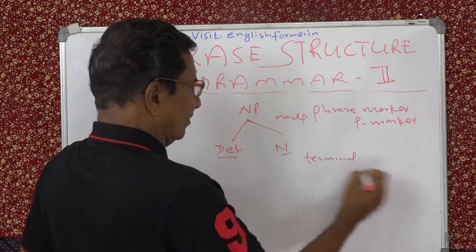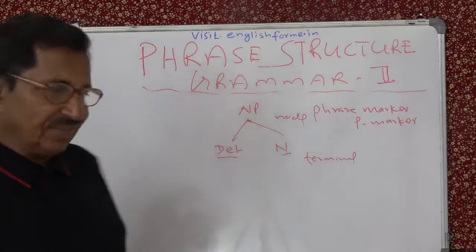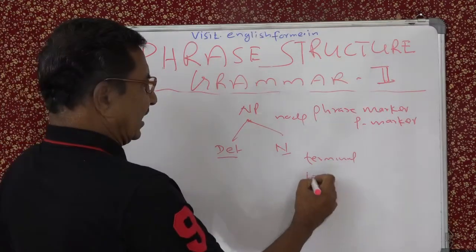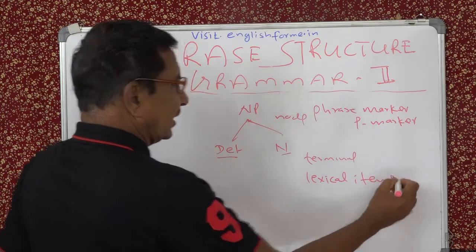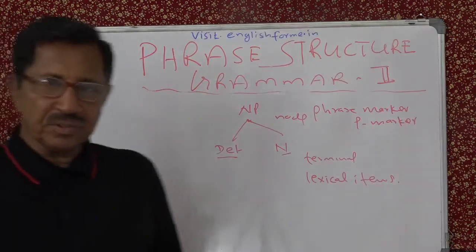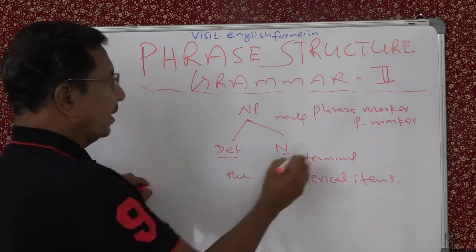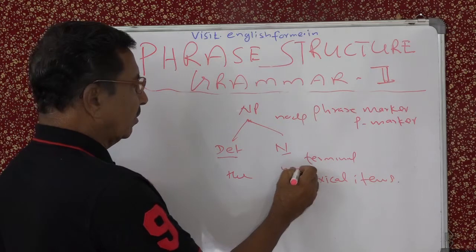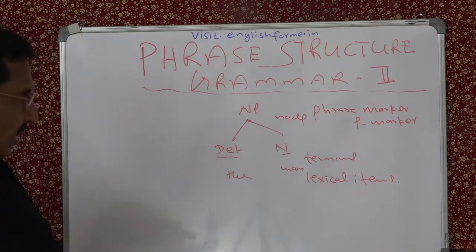Or we will say word, what do you call lexical items? Lexical items. What is lexical means? Means what do you find in the dictionary? Words, parts of speech, isn't it? For example, here the lexical item will be the. Here it will be moon. The moon. See that? So that is lexical item. Then what are these?